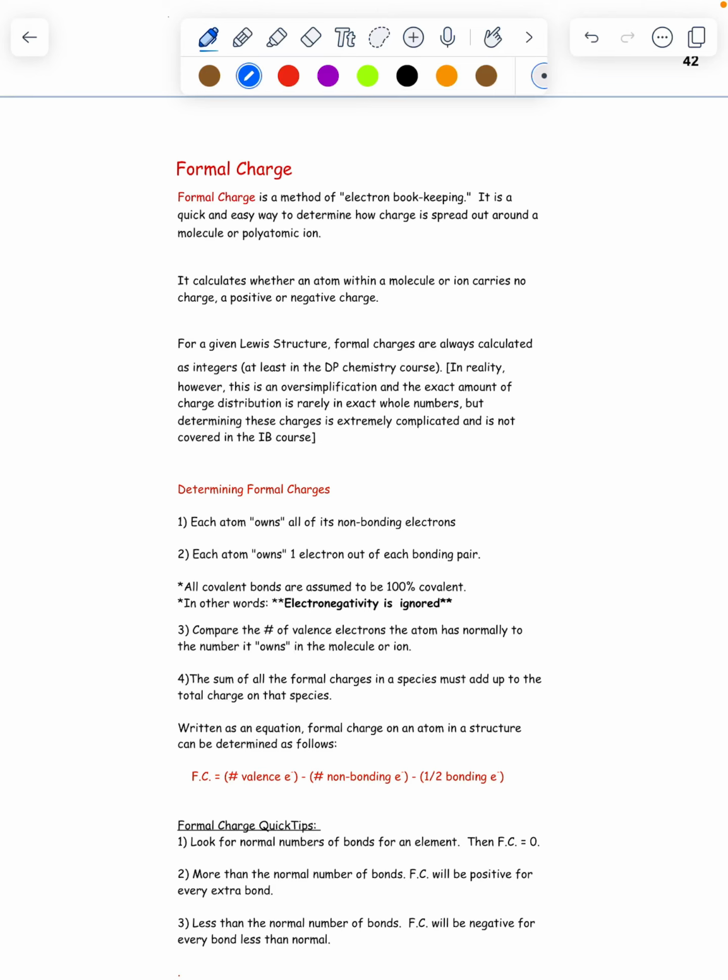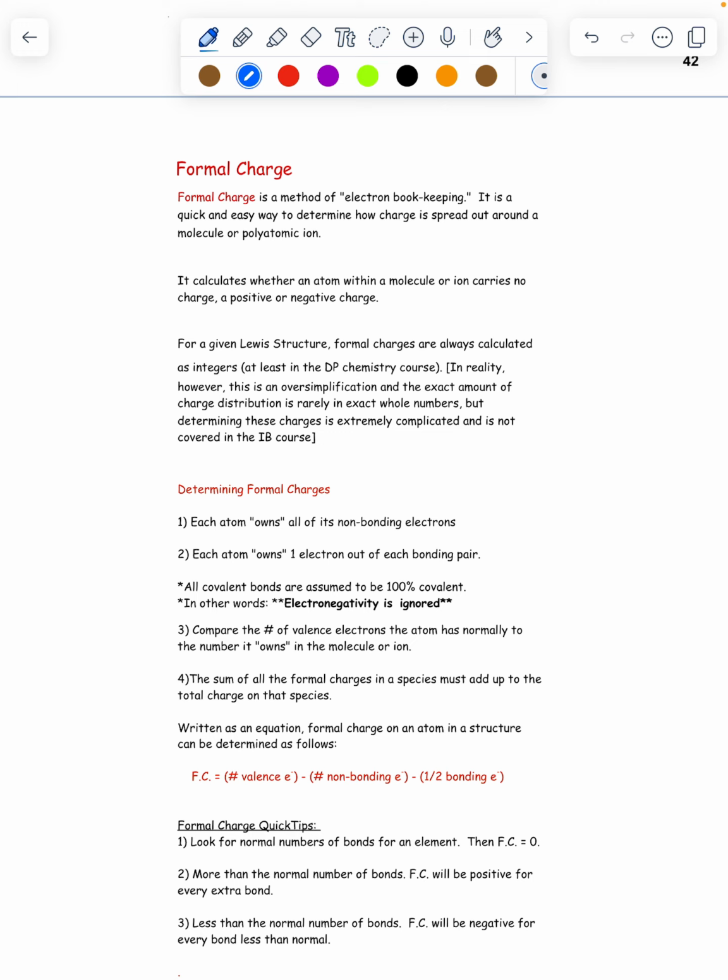Okay, formal charge is sort of the last Lewis structure skill. You see it sometimes in textbooks as electron bookkeeping. It is pretty quick and easy, actually, and the point of it is it's a way of looking at how charge is spread out around something that is covalently bonded. Because even though electrons are being shared, sometimes atoms are kind of holding more of the charge than the others.